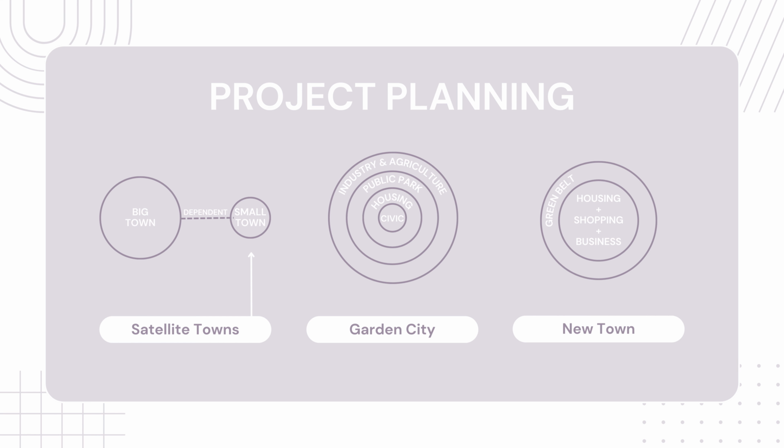The Garden City concept was an attempt to combine the best of city and country living. At the center would be a civic and cultural center surrounded by housing. These areas would be separated by a park, with industry and agriculture furthest from the center. New towns were intended to be autonomous centers that included housing, shopping, and business opportunities surrounded by a greenbelt.